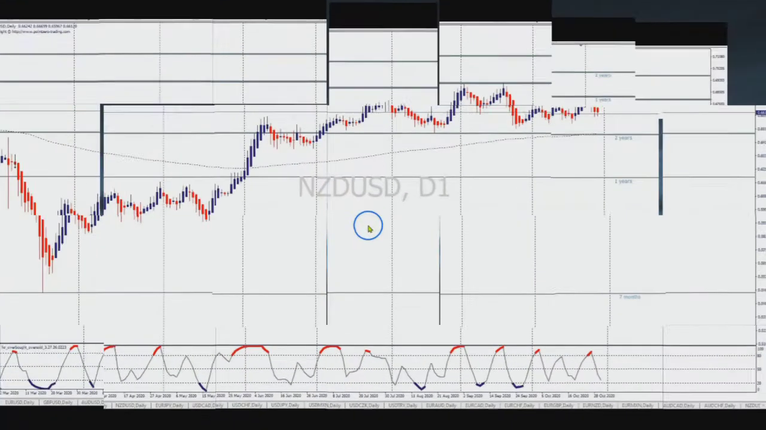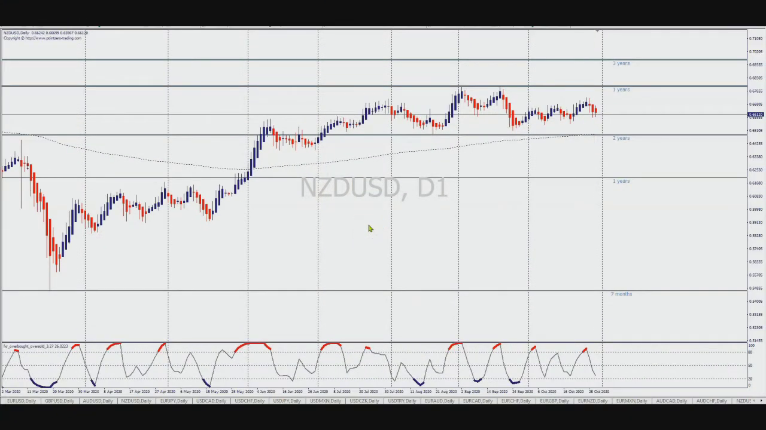So let's go over the NZD USD trade setup. This was my last trade I took last week. So really quick, let's take a look at the reasons as to why I took the trade, what I was looking for when I got the signal, and the entry on the trade.